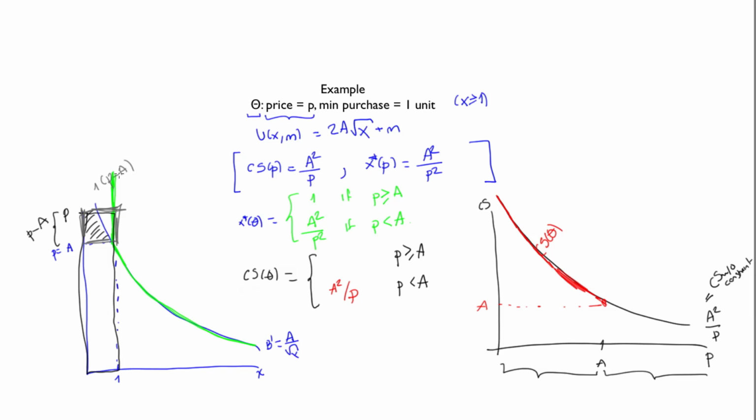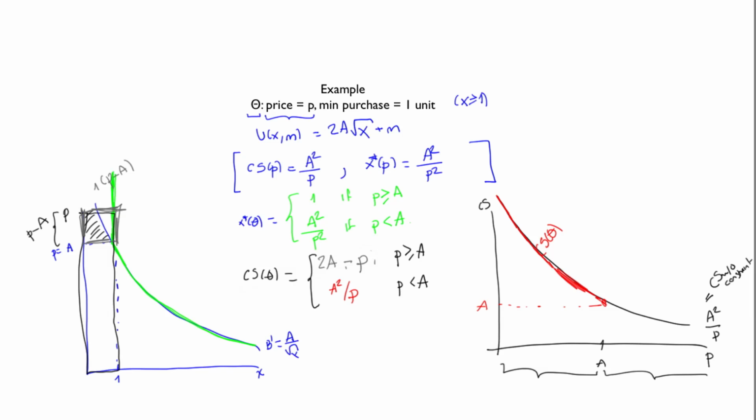So what do we know? We know that the surplus in this area is going to be A minus (P minus A). And if you do the algebra, we can substitute that as 2A minus P.